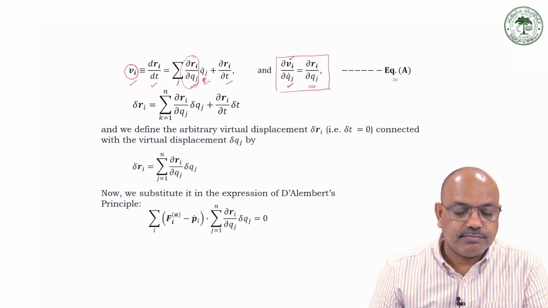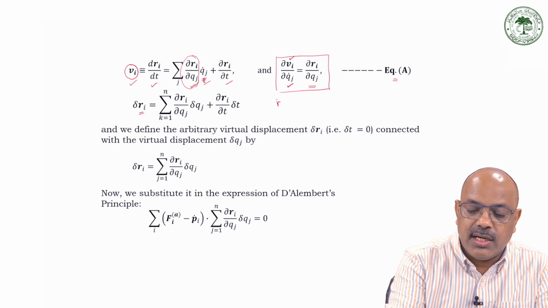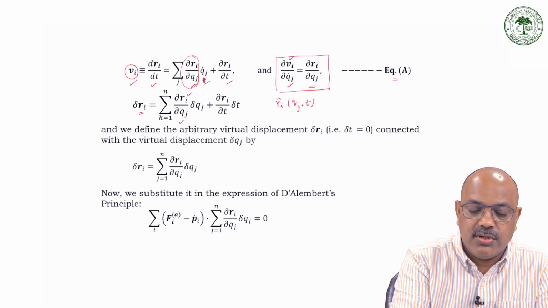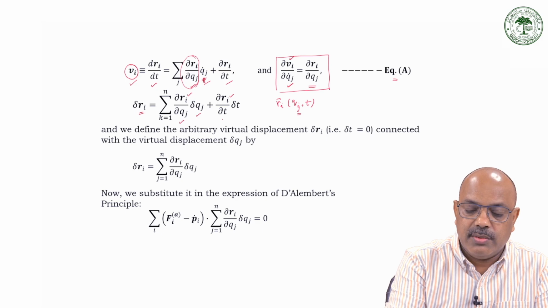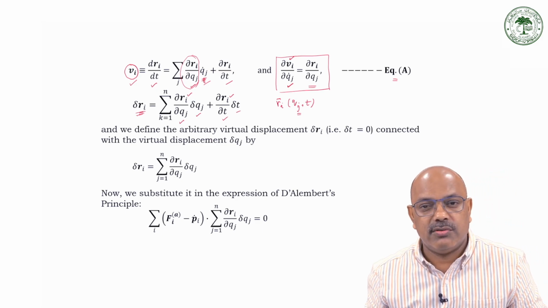Now, we define the virtual displacement, that is delta Ri. Because now my Ri depends upon Qj and t, so this is r with respect to Q, and then Qj, and r is also depending on t. So in general we define the displacement, not the virtual displacement.